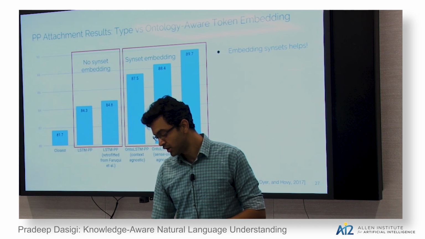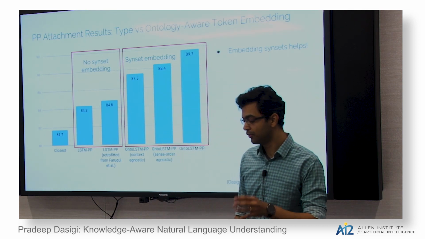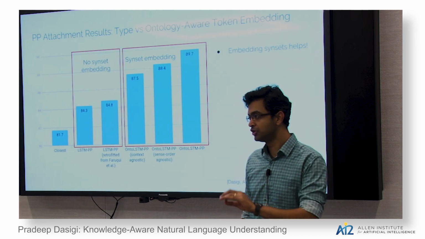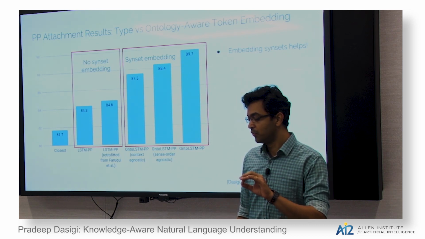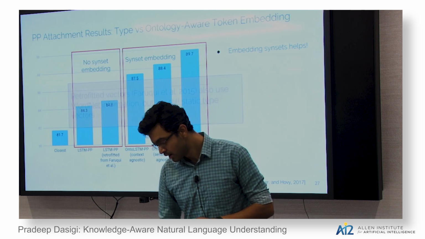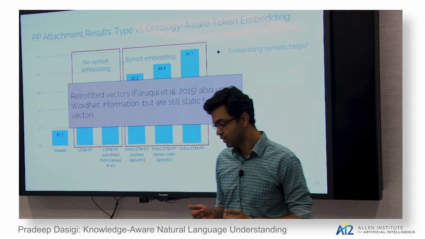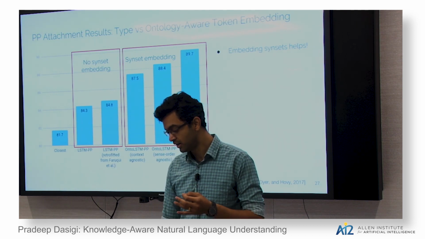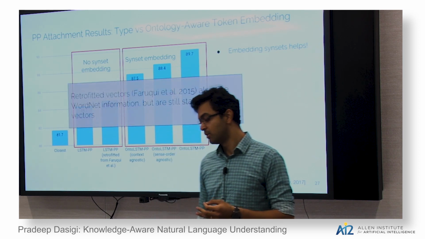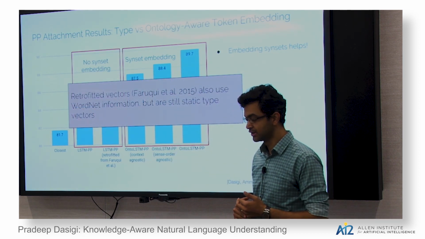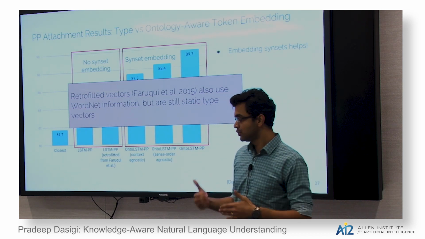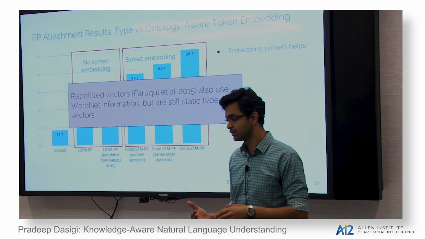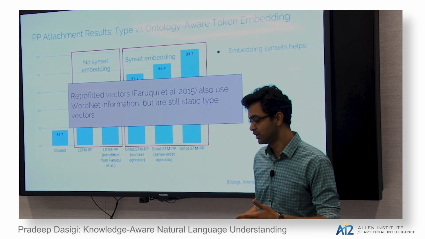The two systems that are shown here on the left, where there is no synset embedding, of those, the first one is a simple LSTM model, which uses the same architecture that I showed before, but instead of the ontology-aware embeddings, we are just using GloVe vectors. And the second system that I have shown, it gets a slight improvement on top of the first system, and it uses retrofitted vectors from Manaal Faruqui's work from a couple of years ago. Those vectors also use WordNet information, but they use WordNet information to get better type embeddings. So they still have static representations and not dynamic ones like the ones I just showed.